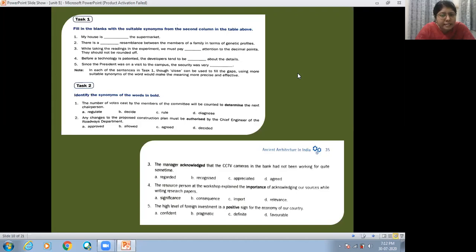So in each of the sentences in task 1, though close can be used to fill the gaps, using more suitable synonyms of the word would make the meaning more precise and effective.